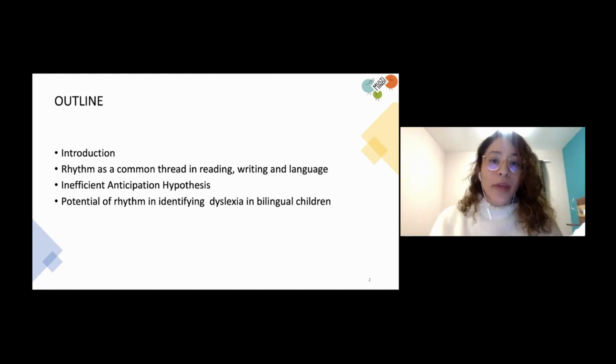I will follow that with explaining what rhythm is and how rhythm underlies these three domains, and then proceed to give evidence for the inefficient anticipation hypothesis. And finally, I will conclude with a brief discussion on the potential of using rhythmic tasks in identifying dyslexia in bilingual children.